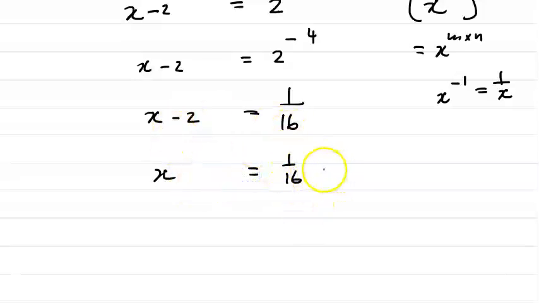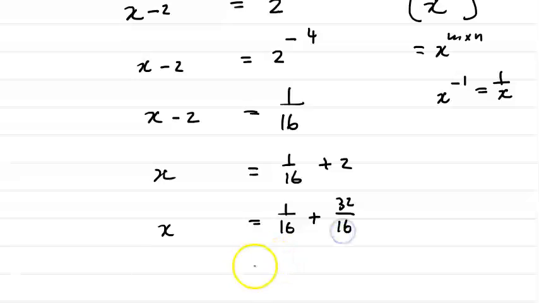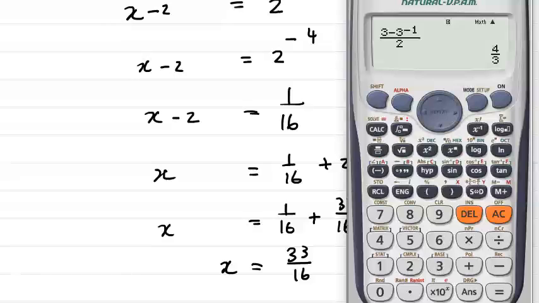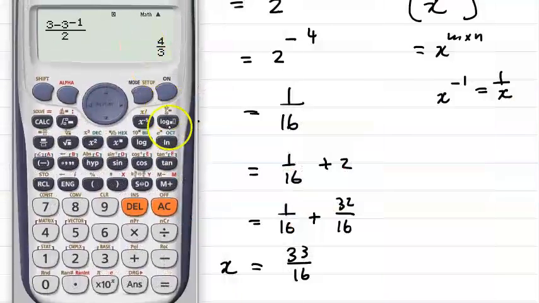Minus 2, if we take it to the other side, will be positive 2. So x equals 1 over 16 plus 2, which can be written as 32 over 16. 1 plus 32 is 33 over 16. And I'll leave my answer like that. If I wanted to check my answer using the calculator, I can also do that as well. I can say 1 over 16 plus 2 equals 33 over 16.